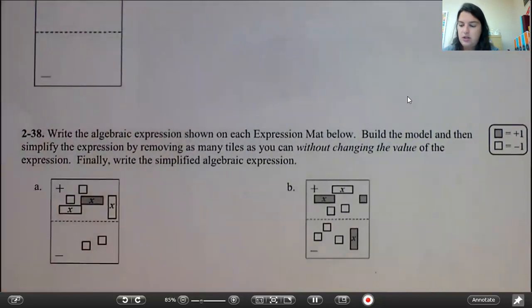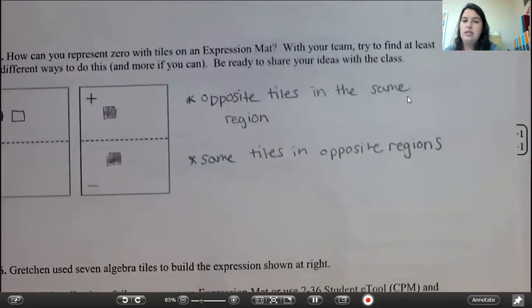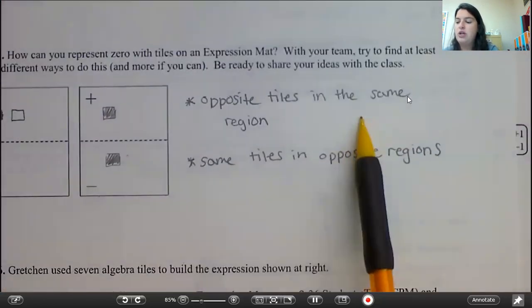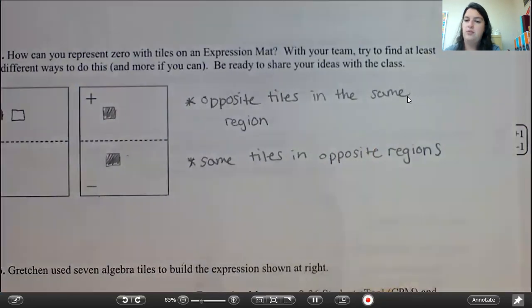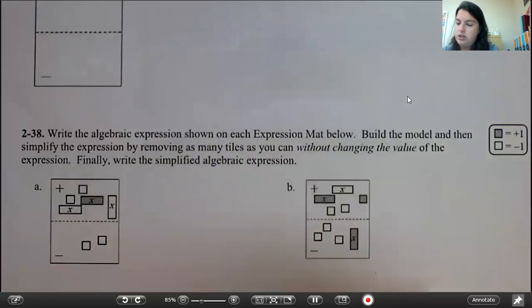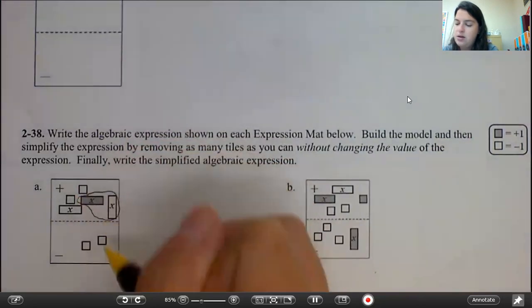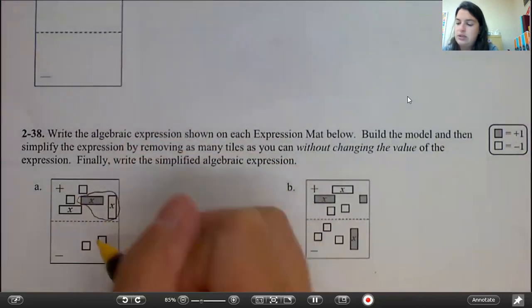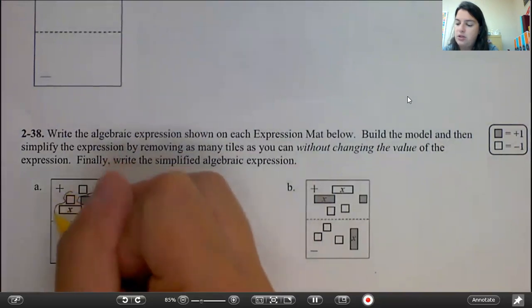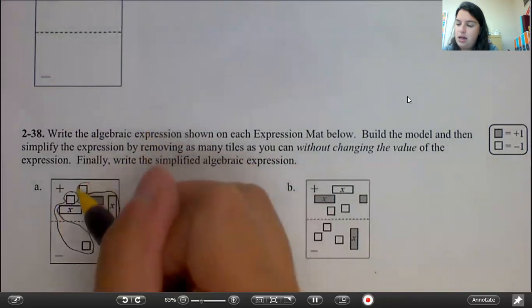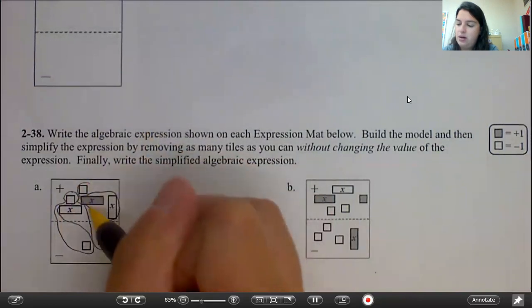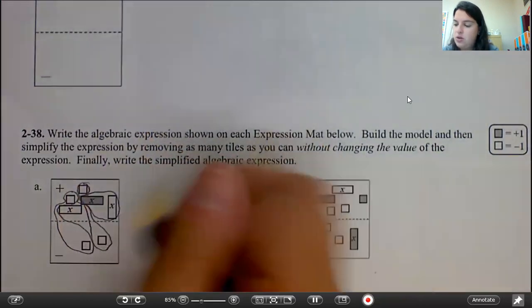So we can make some 0 pairs. Remember, from our other page, we said that opposite tiles in the same region or same tiles in opposite regions make 0. So let's look for our opposite tiles in our same region. There's a pair right there, and that's it. Now, same tiles, opposite regions. Okay, we have 1 pair right there and 1 pair right there. So those are all 0 pairs.